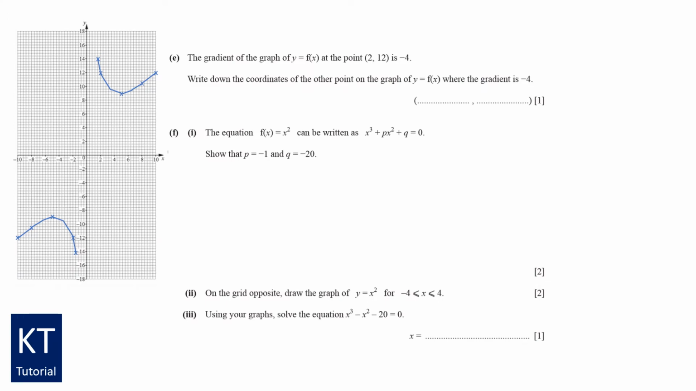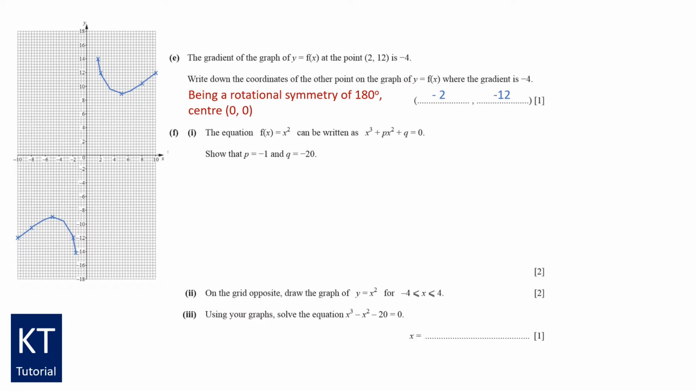Question 3e. The gradient of the graph y equals f(x) at the point (2, 12) is minus 4. Write down the coordinates of the other point on the graph of y equals f(x) where the gradient is minus 4. The graph has rotational symmetry of 180 degrees with center at (0, 0). The required coordinates are (-2, -12).